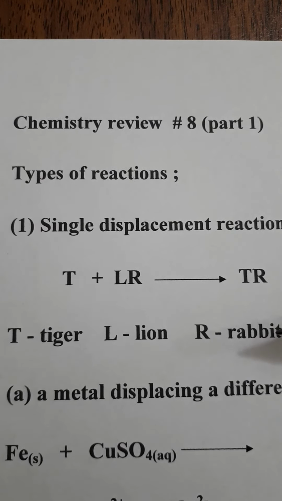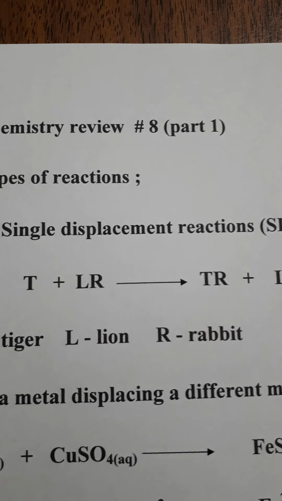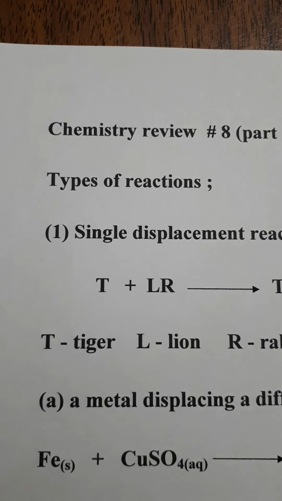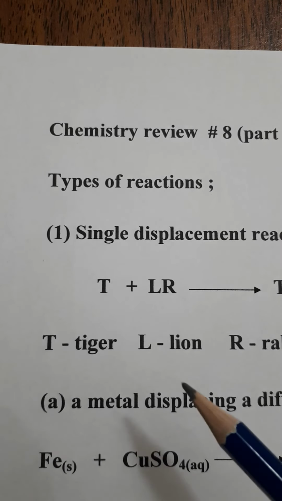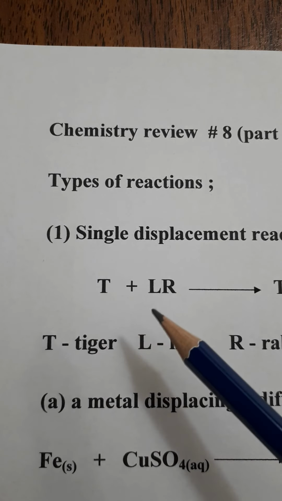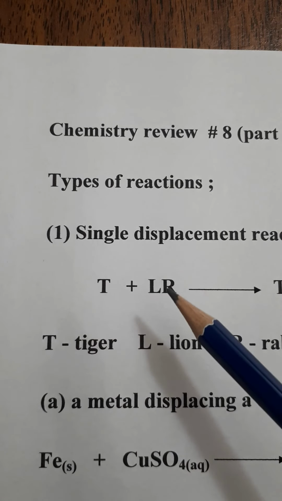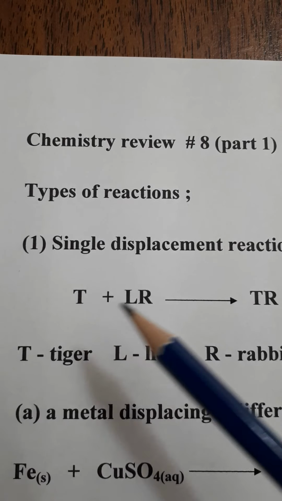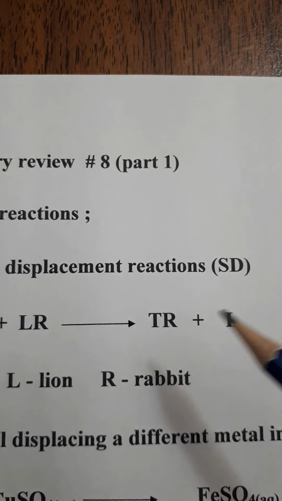R represents rabbit. So what is happening is, I saw somewhere on the internet that the tiger is stronger than the lion because the tiger has a bigger, stronger body. So if a lion is holding a rabbit, the tiger will quickly go there and grab the rabbit. So T plus Lr becomes Tr plus L. So the lion is alone.